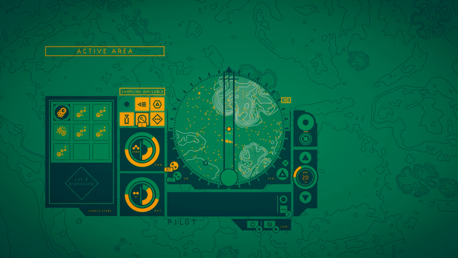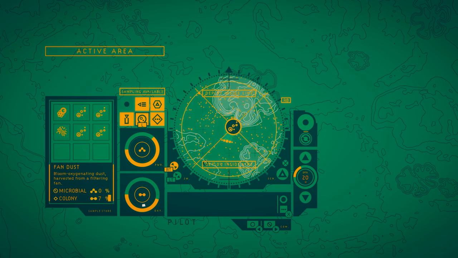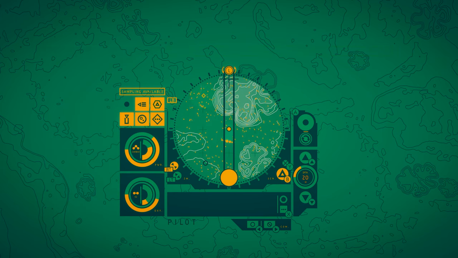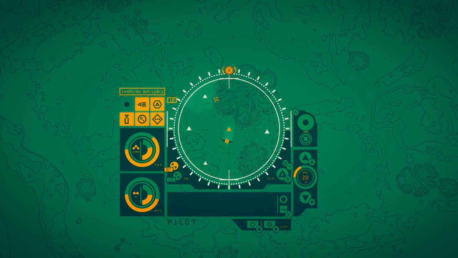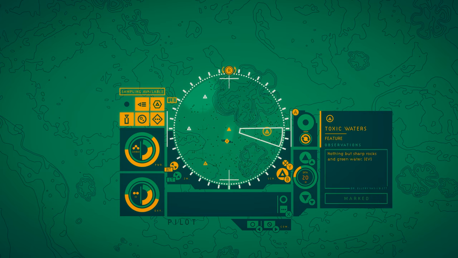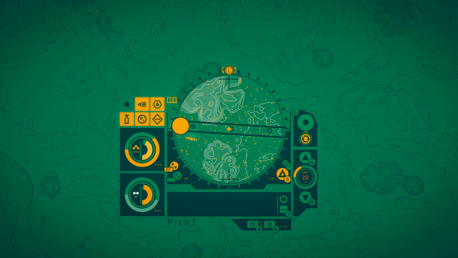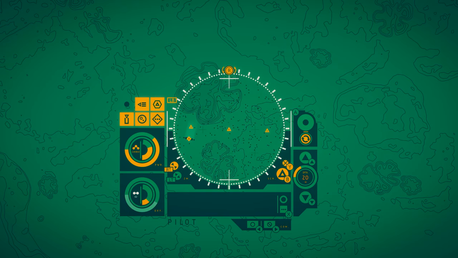Alright, so that's where we can make a safe zone with the fan dust. Activates a creature, and the creature does its thing. And there's a safe zone. I'm curious if this goes anywhere, though. Nothing but sharp rocks and green waters. Yeah, not really.